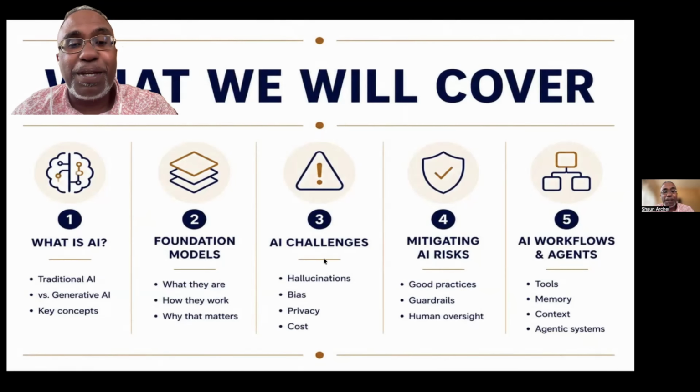So we're going to talk a little bit about some of the challenges around AI and then how we mitigate those challenges by using good, responsible practice, putting nice, secure guardrails in place, and having some solid human oversight, and how you can do that for yourself as an individual user, and how you can encourage the company you work for, your organization, to put some of these things in place.